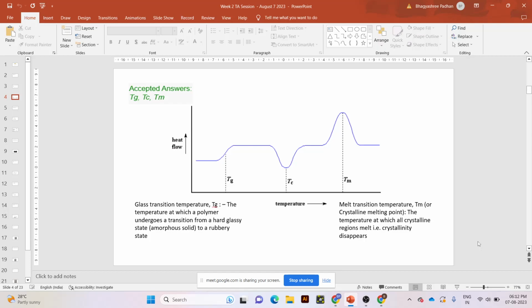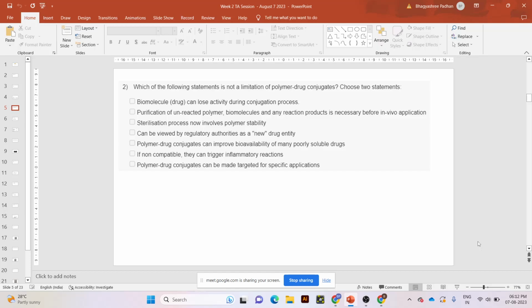Is that clear? Yes, ma'am. This plot was explained in the NPTEL lectures. If you go through the lectures, you'll be able to understand this in more detail. So first the glass transition temperature, then the crystallization temperature, and then the melting temperature will come. Melting temperature is the highest temperature. Okay, we'll move on to the next question.